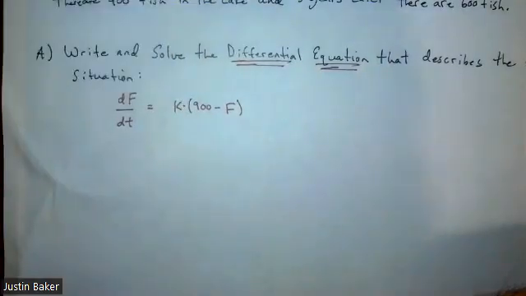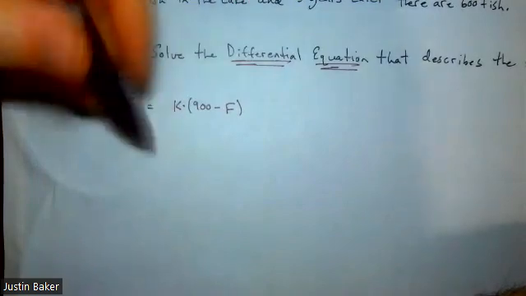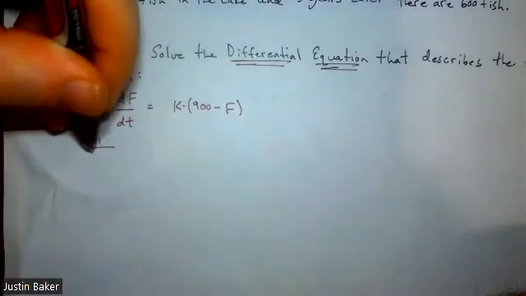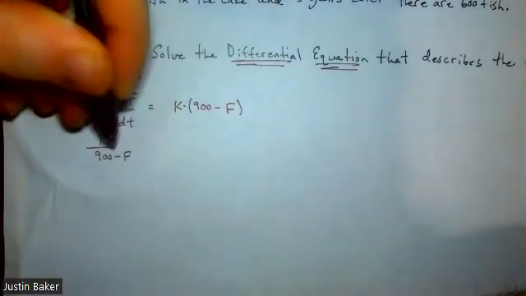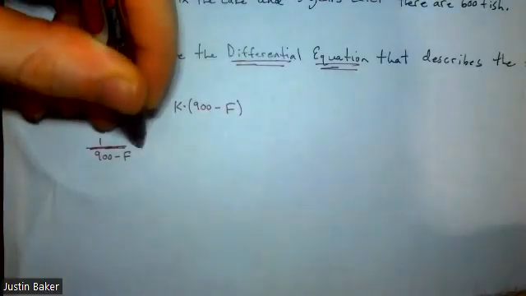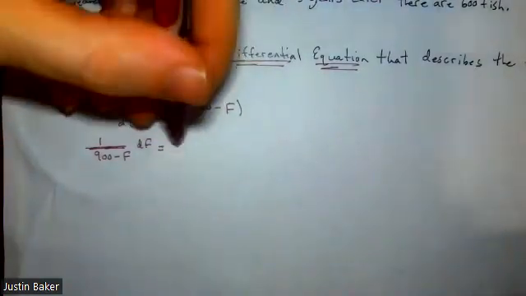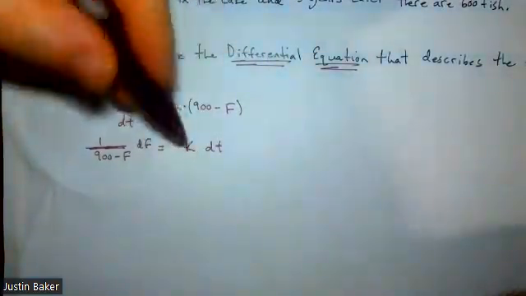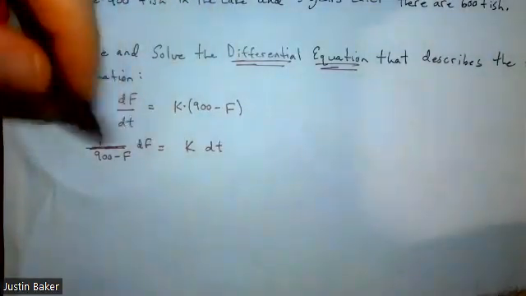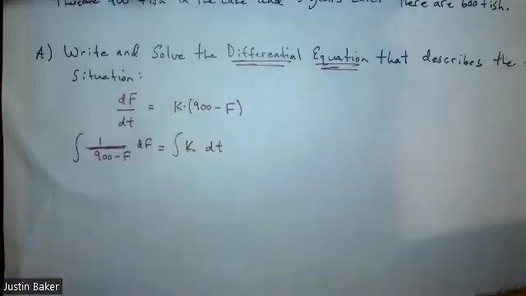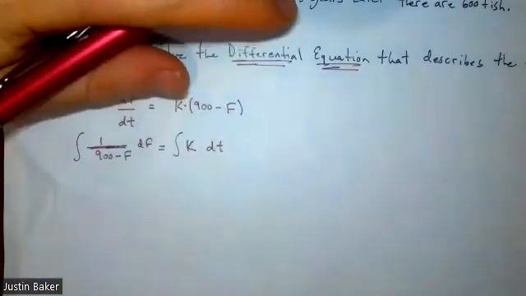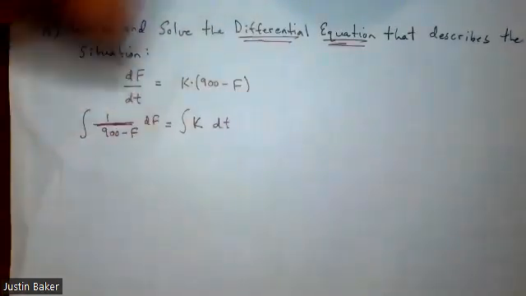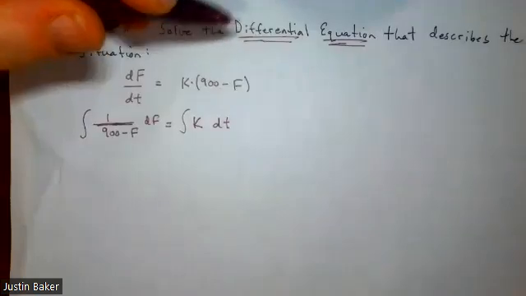So these two things are being multiplied. So I need to divide this over. So if I divide this over, this is really 1 over 900 minus F dF is equal to k, and then I'm going to move the dt over. Now I know k and dt aren't quite the same, but that at least separates it for us. And now our goal is to integrate both sides. And remember from earlier, last class, k is just going to be like a constant. Okay, so currently we need to integrate both sides.